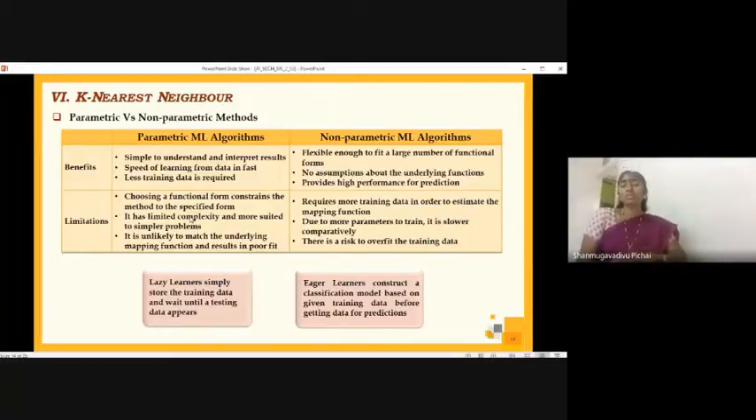Then coming to the limitations, it requires more training data because the mechanism, the workflow, is going to be complex. So that requires more training data in order to estimate the mapping function. Due to the larger number of parameters to be understood and taken for training, it is also slower compared to the parametric machine learning algorithms. There is a risk of overfitting the training data, because whenever the training is very intense, there is always a danger that the model will learn the data perfectly, and hence it goes for overfitting.